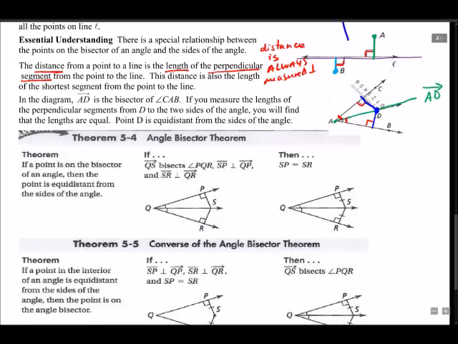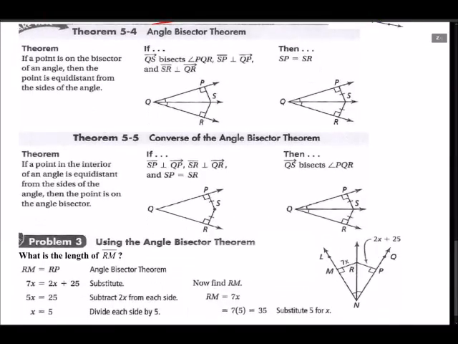So ray AD bisects our angle, and we measure the lengths of the perpendicular segments to the sides of the angle. These lengths are going to be equidistant. And that is going to be our angle bisector theorem. It says that a point on the angle bisector is going to be equidistant from the sides of the angle.